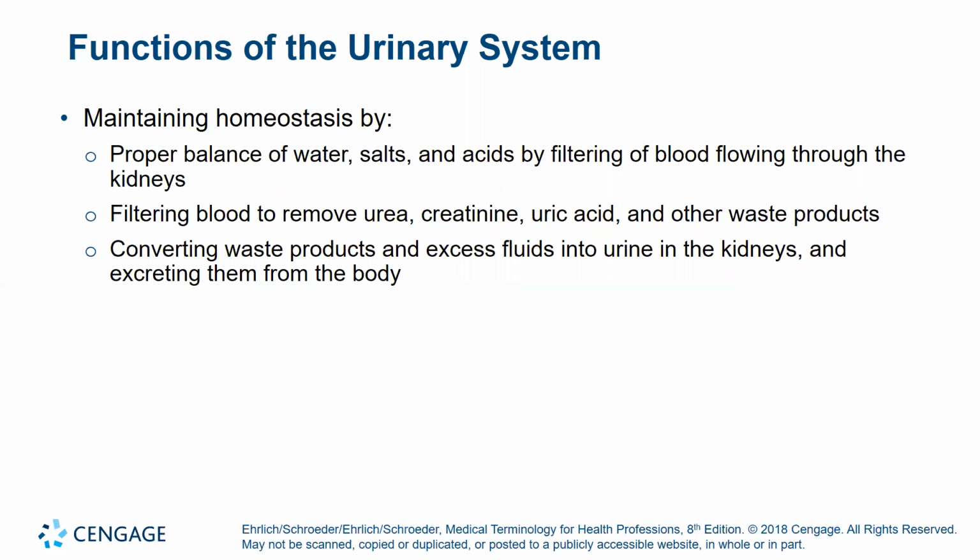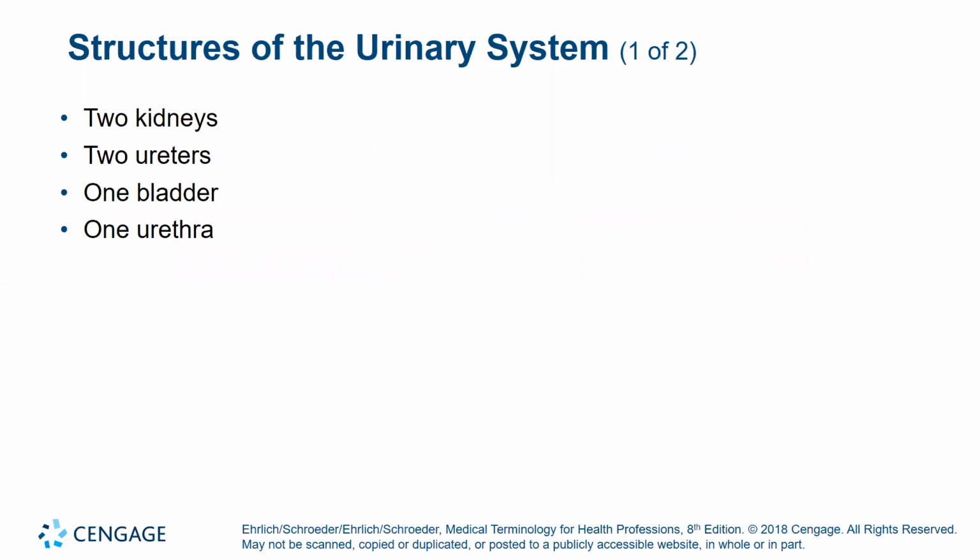So the function of the urinary system: they maintain homeostasis by proper balance of water, salts, and acids, by filtering blood flowing through the kidneys. Filtering blood to remove urea, creatinine, uric acid, and other waste products. And also converting waste products and excess fluids into urine in the kidneys and excreting them from the body. So the structures of the urinary system, we have 2 kidneys, 2 ureters, 1 bladder, and 1 urethra.